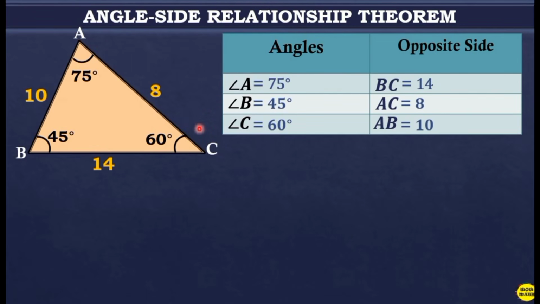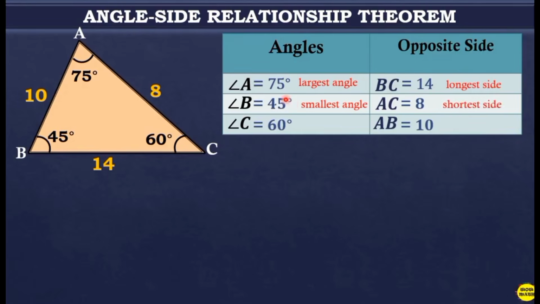Now, let us identify the largest angle, the smallest angle, the longest side, and the shortest side. So, let's identify these four. From the given measures of the angles, what is the largest angle? Your largest angle is angle A. What is the smallest angle? The smallest angle is angle B. What is the longest side? The longest side is BC. And the shortest side is AC.